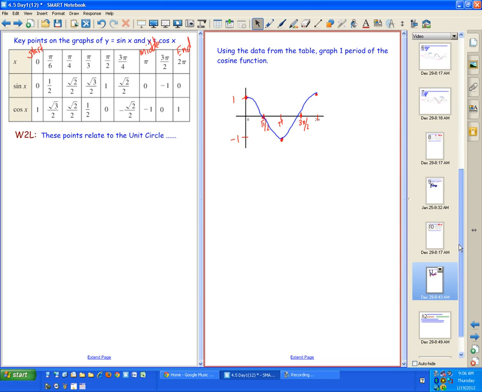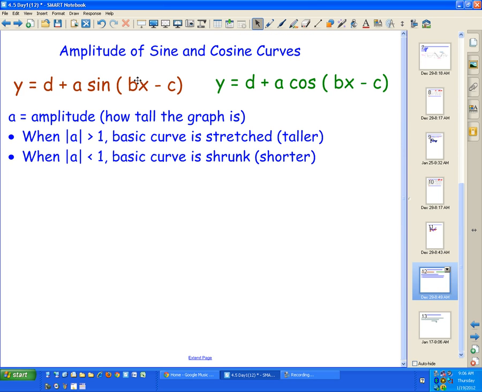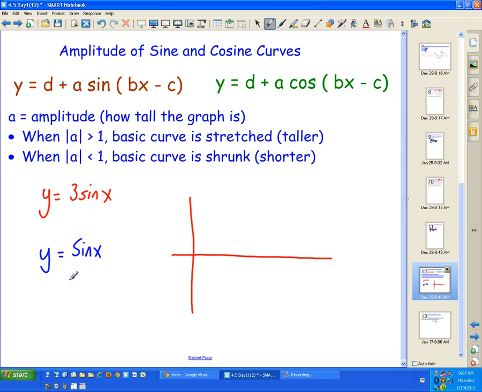So then we can talk about amplitude of a graph, and the amplitude of the graph is basically how tall the graph is. So if I have a function that says y equals 3 sine of x, that basically means, if my normal function is y equals sine of x, and I know my range is from 1 to negative 1, let's quickly sketch a sine function, and here's 2 pi out here, and here's pi. So my normal sine function would look something like this from 1 to negative 1.